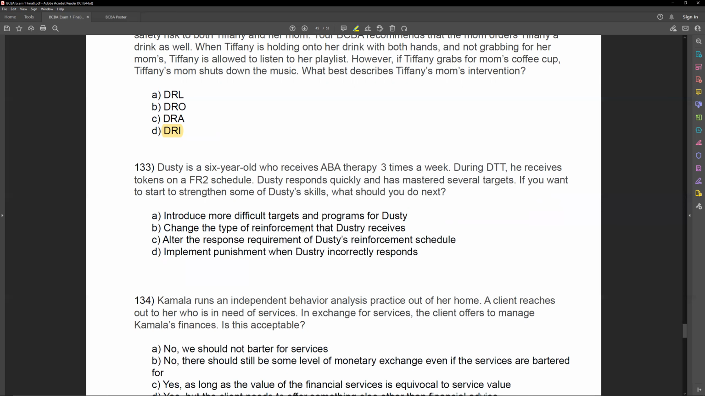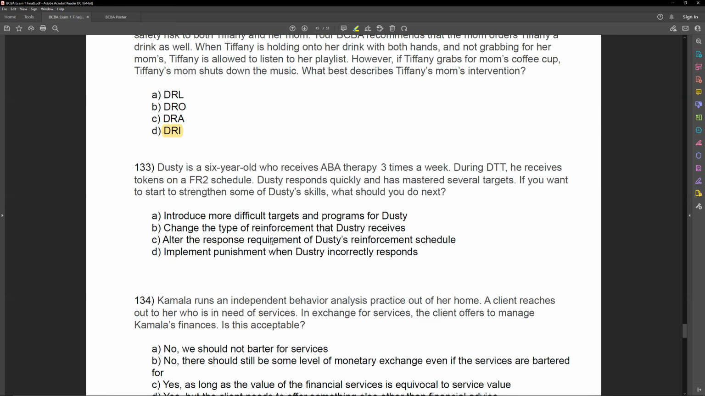B, change the type of reinforcement that Dusty receives. Okay, again, maybe, but it seems like the reinforcement is effective, right? Dusty's responding quickly, he's mastering targets. Whatever reinforcement we're using is very effective. We don't necessarily need to change it yet. There's no signs of satiation. Let's keep using that reinforcement that's working. Let's just change something else about our intervention.